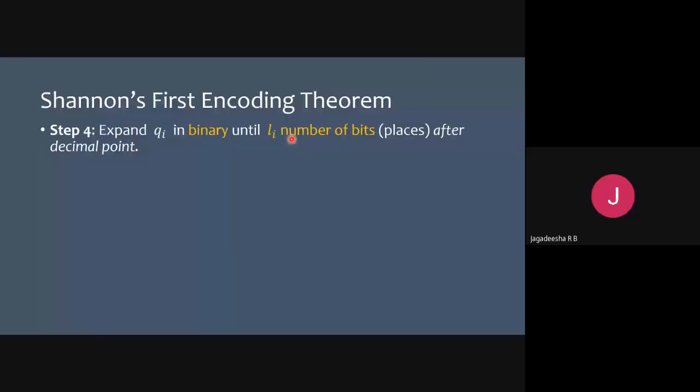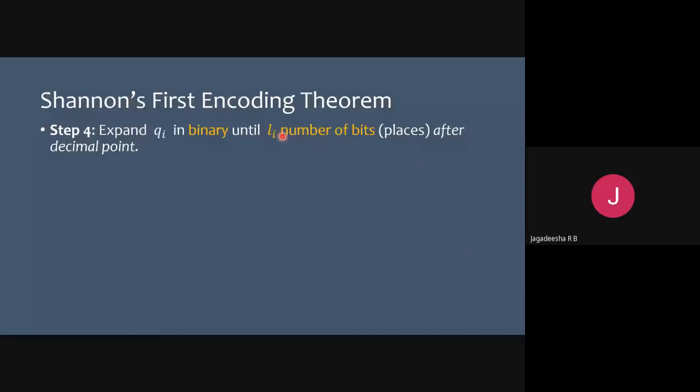Once it is converted into binary, you should convert it into so many number of bits after the decimal point. For example, maybe your binary value becomes 0.1110. Now, based on your Li, maybe Li value is equal to 2. Then you have to just represent it as 0.11. That means after the decimal point, you just need to have only so many number of bits, maybe 2 bits or 3 bits and so on. So that is the fourth step.